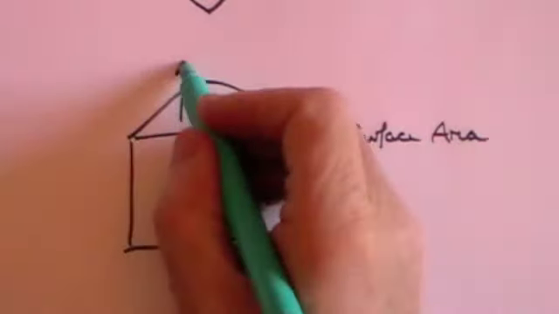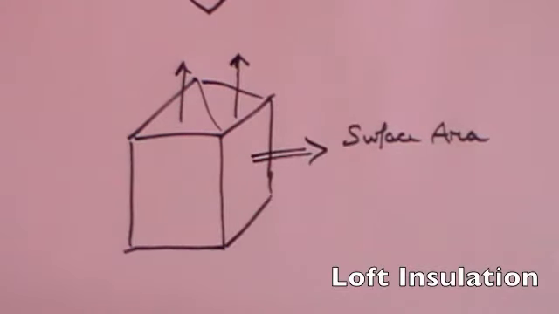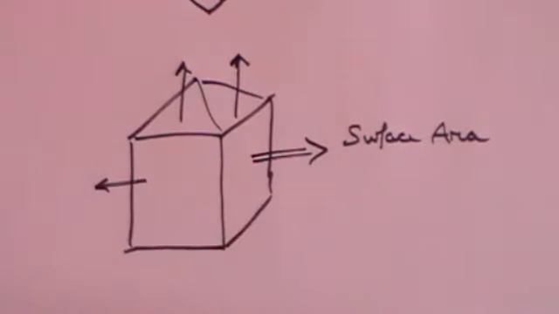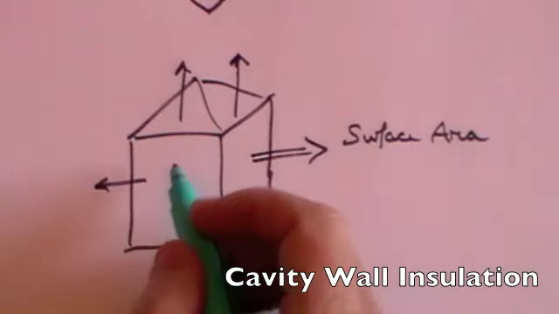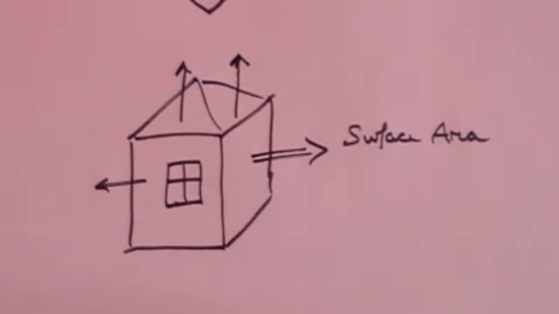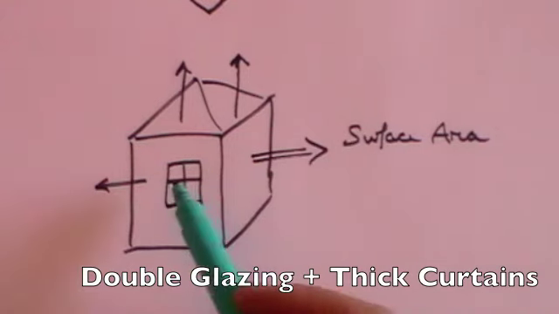So where heat could escape through the roof, you'll want to think about loft insulation. Where heat could escape through the walls, you're going to want to think about cavity wall insulation. Where heat could escape through the windows, you can think about two things. Double glazing. Double glazing often has a vacuum between the two panes of glass that restricts the amount of heat that can get away. And you can also put thick curtains up at the windows which trap the air.